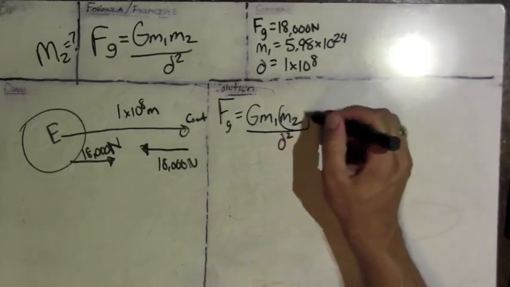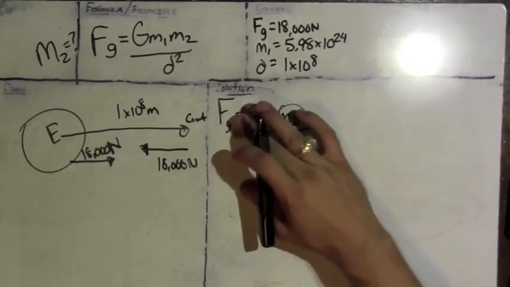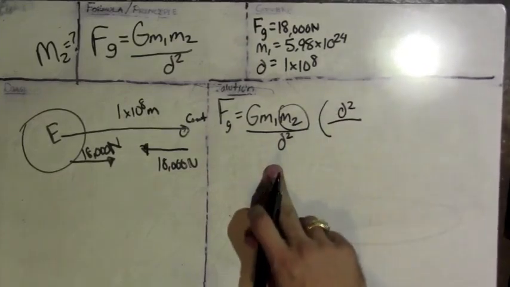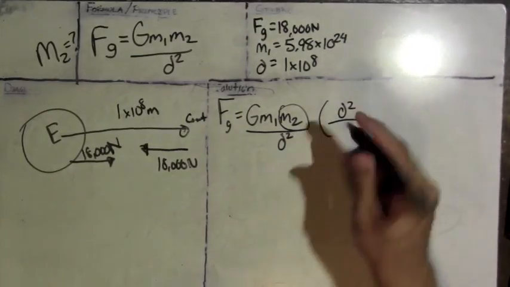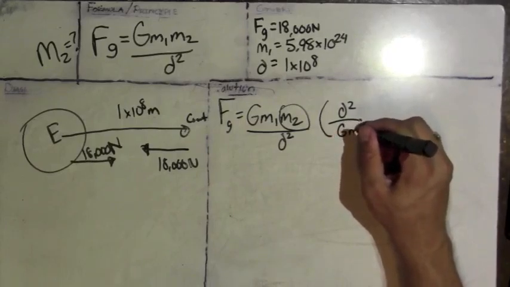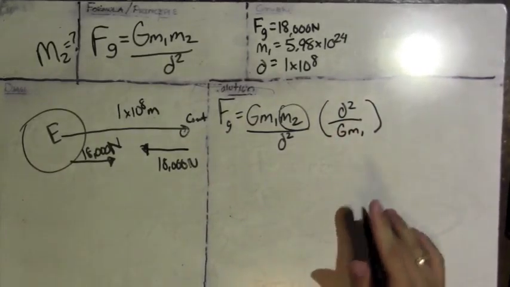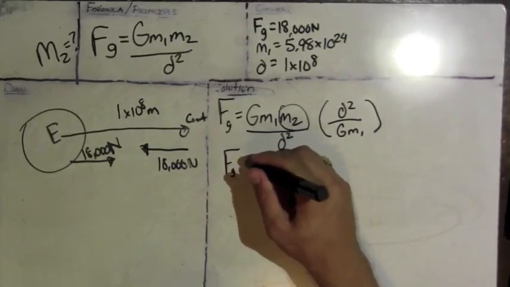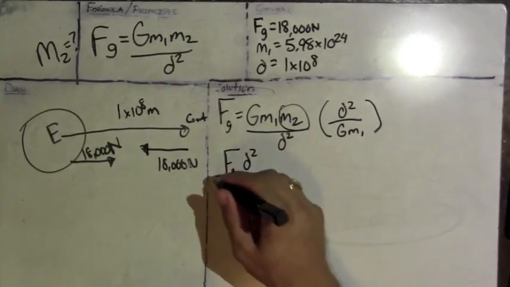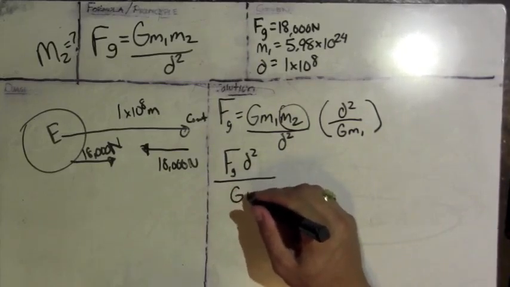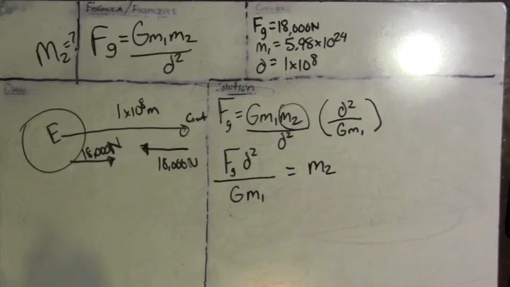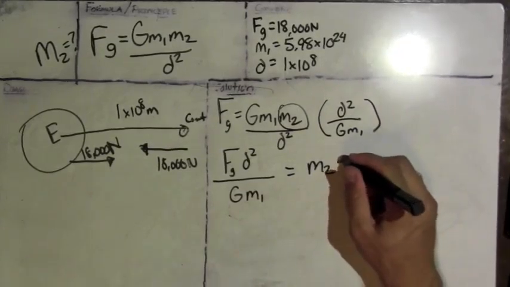To isolate m2, what I have to do is the opposite of what I have here. So I'm going to multiply both sides by d squared. That'll cancel out with that. Divide both sides by G m1. When I do this to both sides, what I get is F d squared over G m1 is equal to m2.